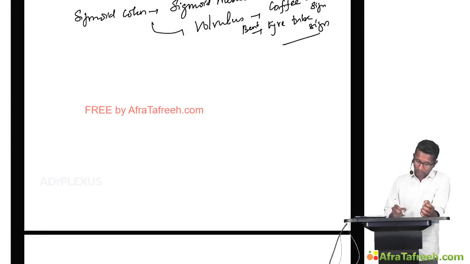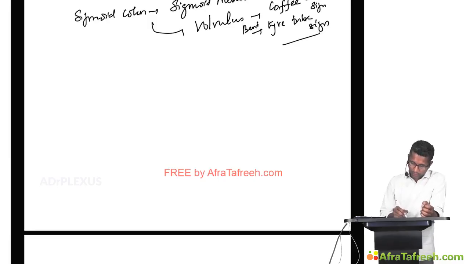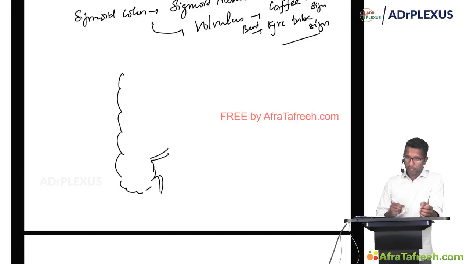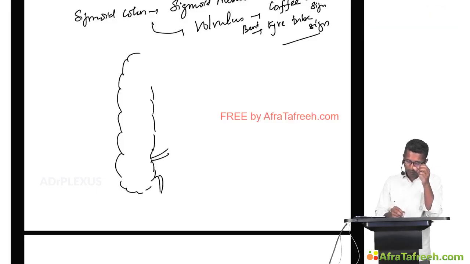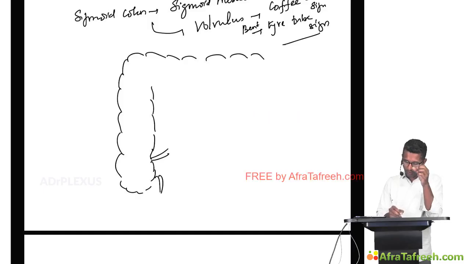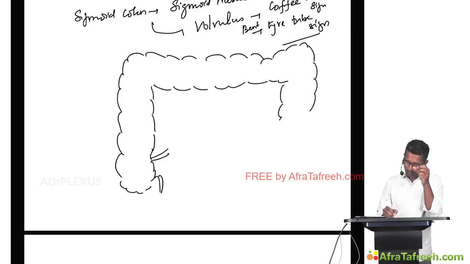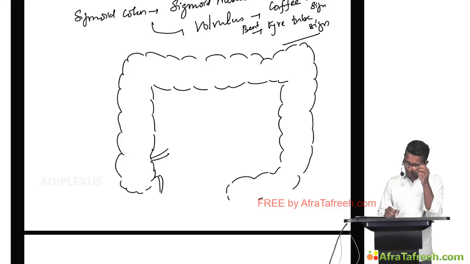To conclude this area, I need to draw this diagram again. This is the ascending colon, cecum, appendix, and the ileum. The ileocecal junction is here, the ascending colon is here, and this is the transverse colon. This is the splenic flexure, and this is the descending colon. This is the sigmoid colon, the rectum, and the anal canal.